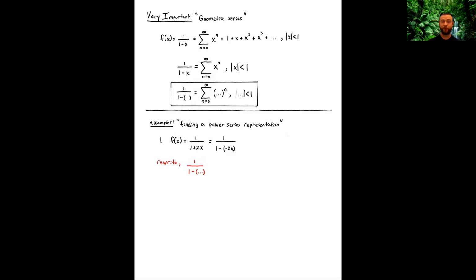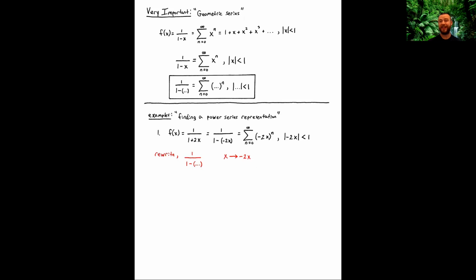And it's just simply, we can rewrite our function, the denominator, 1 plus 2x. We'll just use a double negative. We'll rewrite that as 1 minus negative 2x. The reason we're doing this, again, is to make it look like this sum result for the geometric series. Now all we need to do is pretty much replace in that result in the box up there in the part labeled very important.